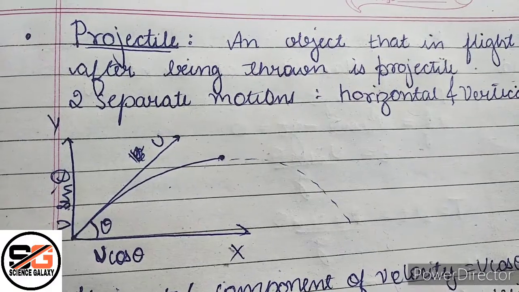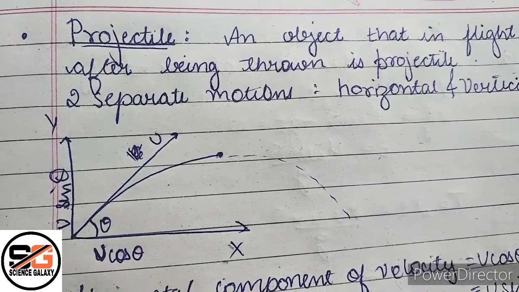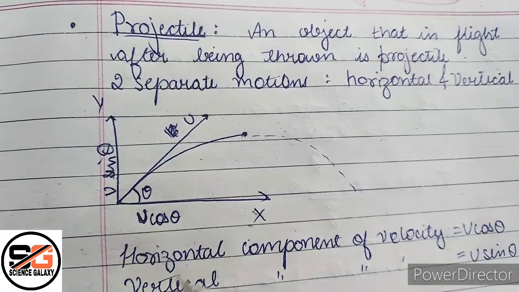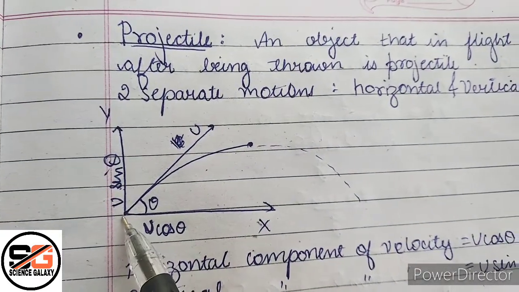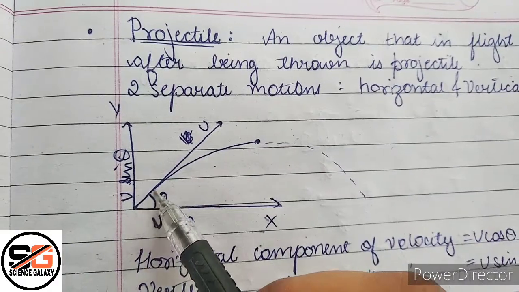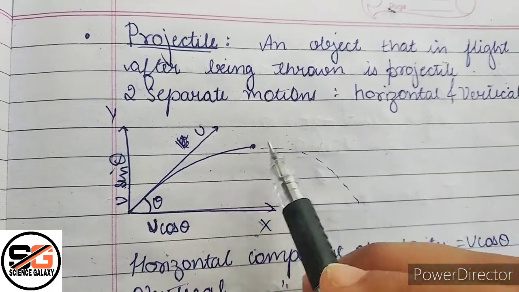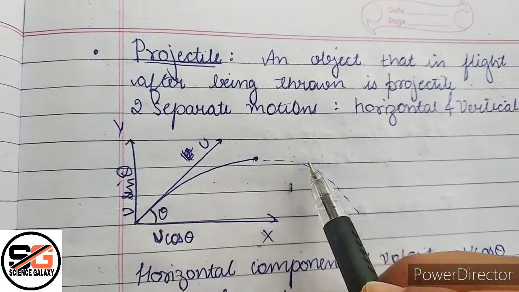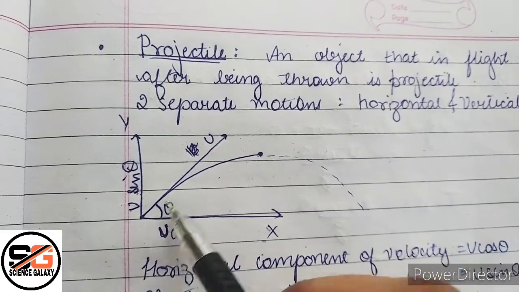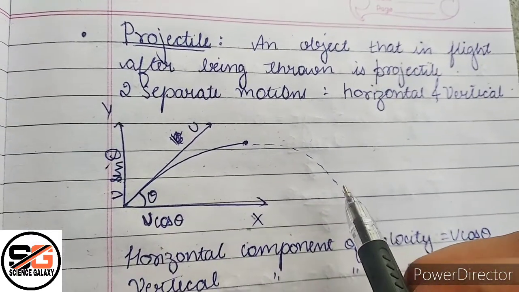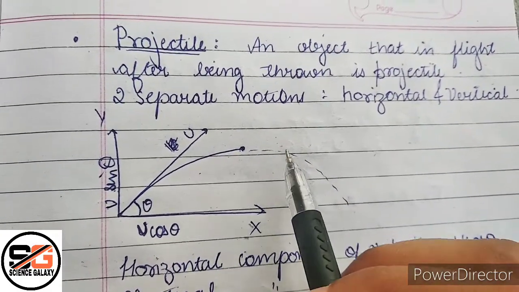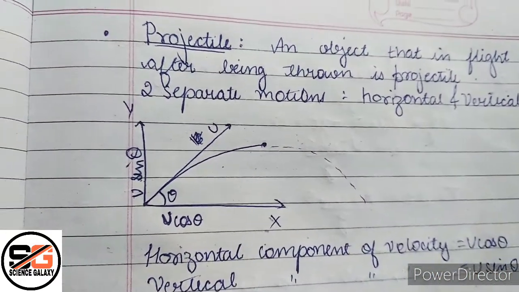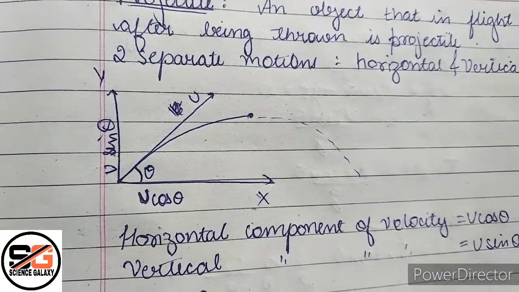Now let us discuss projectile motion. What is projectile motion? When an object is thrown from this point, it rises to a height and then comes back. This parabolic path of the object thrown is called projectile motion. It is due to two kinds of motion, horizontal motion as well as vertical motion.